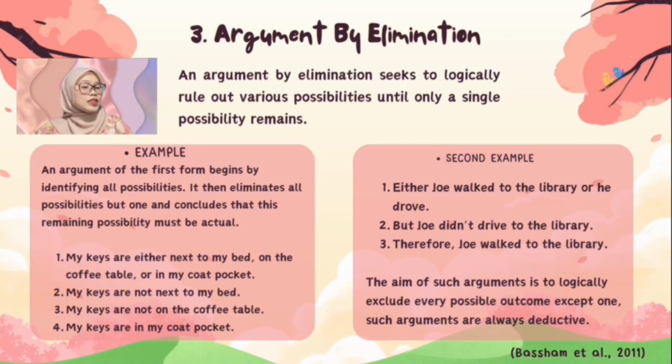I will show you the second example. Either Joe walked to the library or he drove. But Joe didn't drive to the library. Therefore, Joe walked to the library. So, the aim of such argument is to logically exclude every possible outcome except one. Such arguments are always deductive.